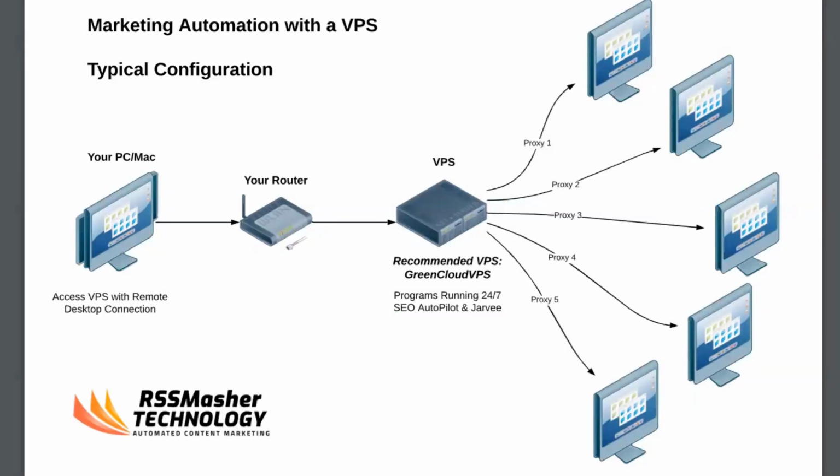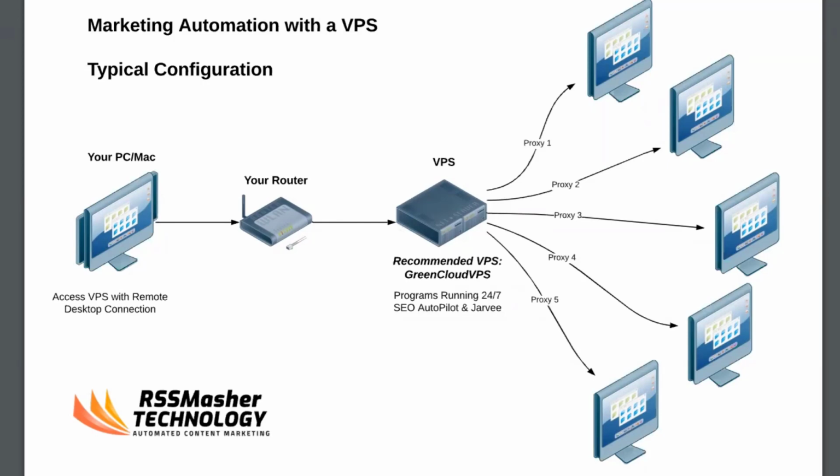There's two software pieces that I run, and Wayne's doing Jarvee, and he's got some other stuff running on VPS. I run SEO AutoPilot and Jarvee. They're both marketing automation tools. One is for SEO and one is for social engagement. They run 24/7, and they are computer hogs, memory hogs, running all the time, and there's a whole bunch of output going out of the main computer.